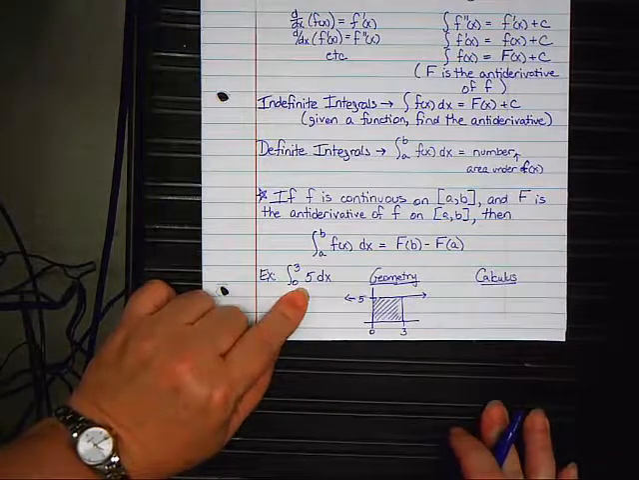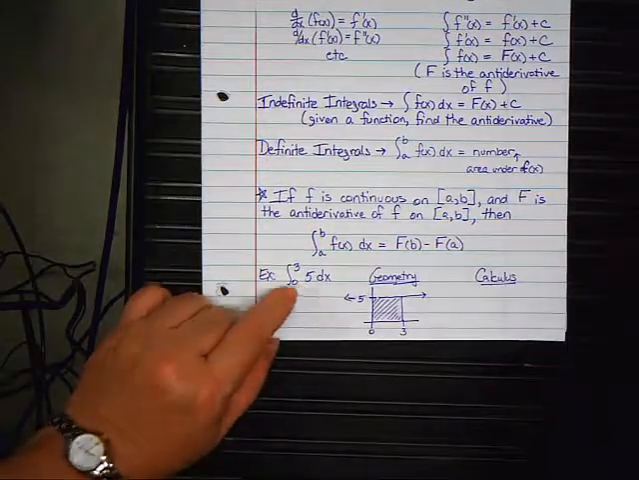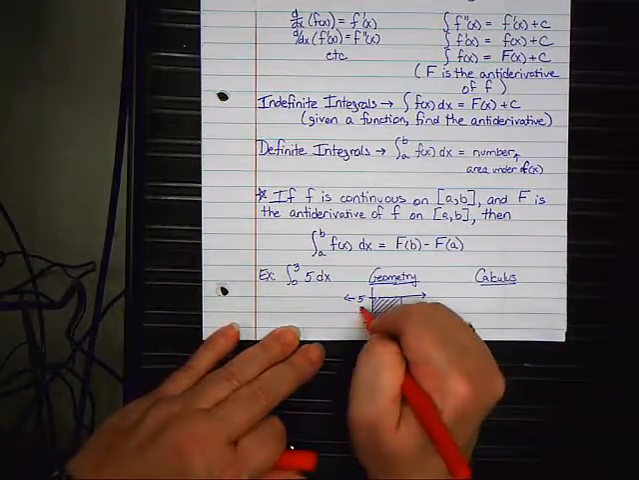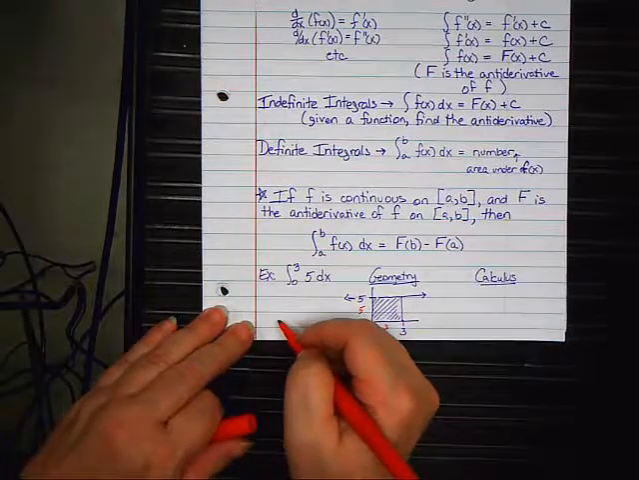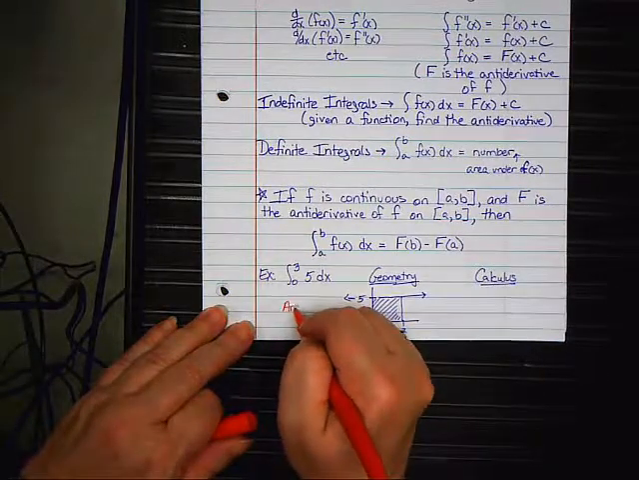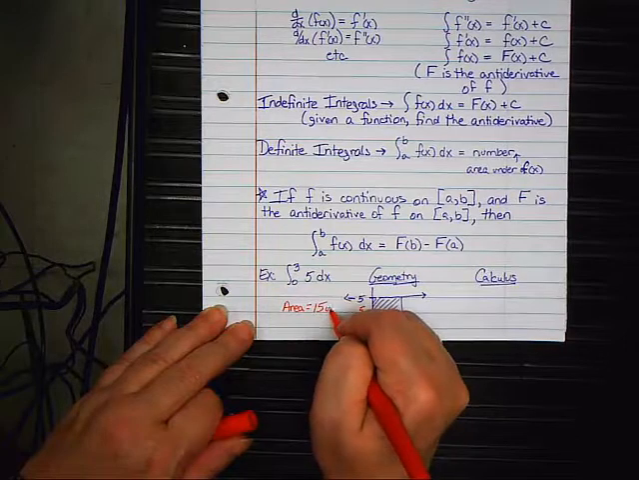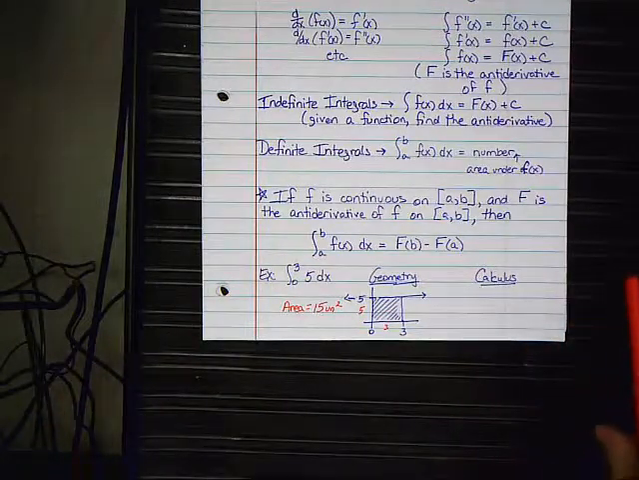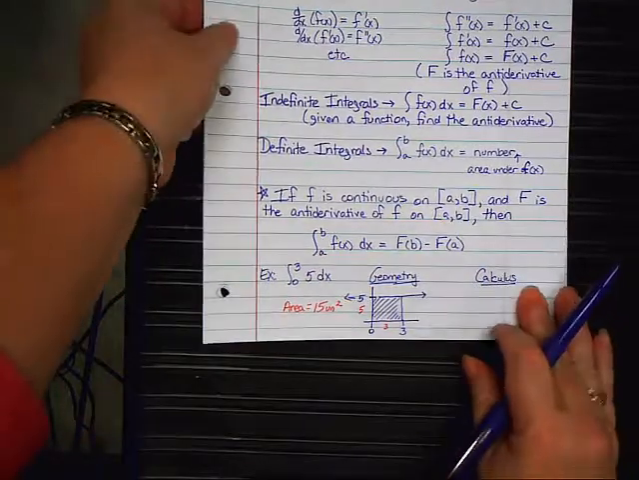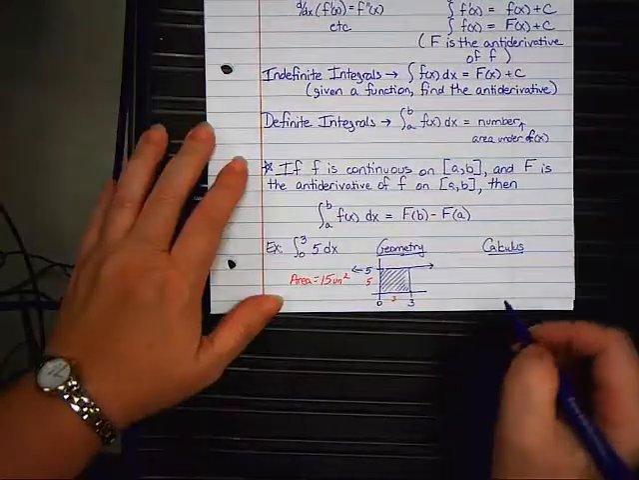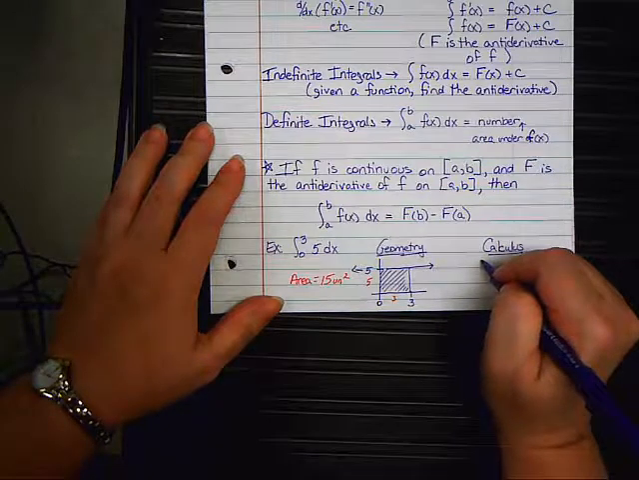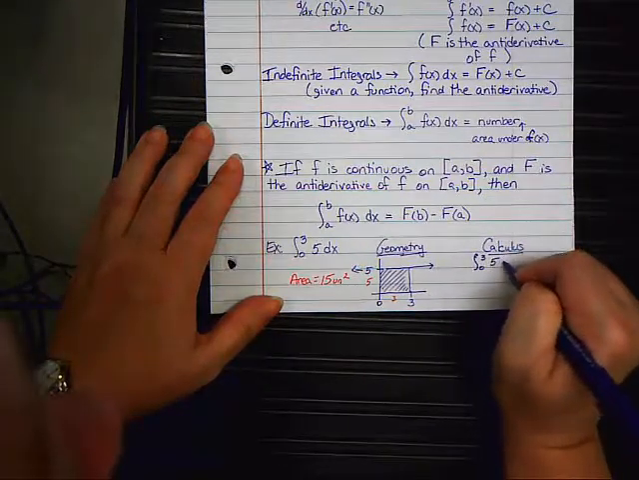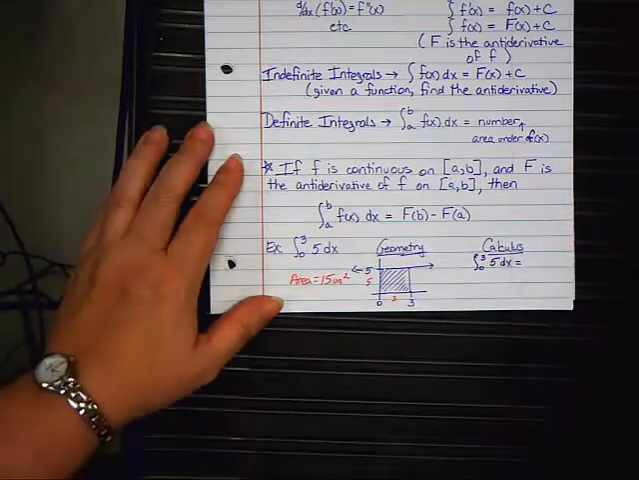and what do we get for an area? The rectangle is 3 units wide, 5 units tall, and the area is 15 units squared. Okay. Now, let me show you the formal way to write this when you do it without a picture. So what we write is the integral from 0 to 3 of 5 dx equals.